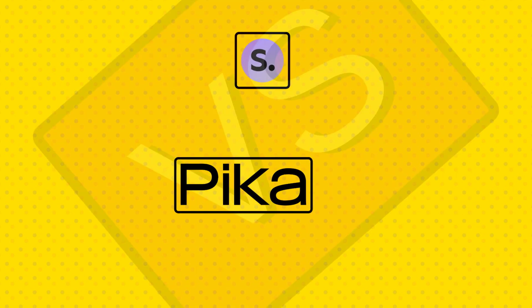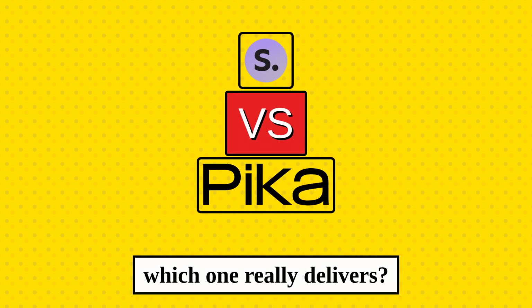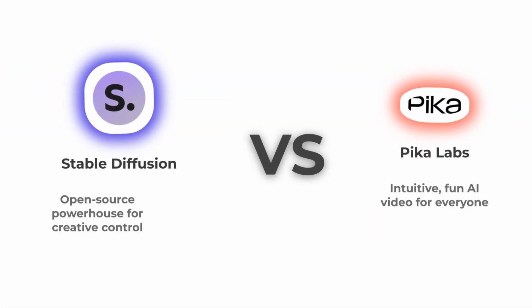Two AI video giants, Stable Diffusion and Pika Labs. One big question: which one really delivers? On the left, Stable Diffusion, open source powerhouse for creative control. And on the right, Pika Labs, intuitive, fun AI video for everyone.